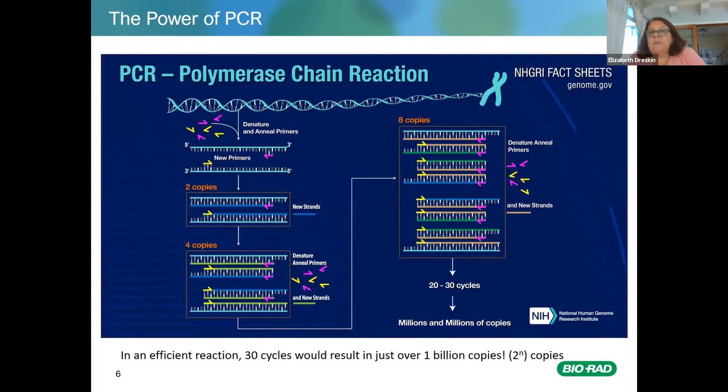Briefly want to mention the power of PCR. So with every cycle, the number of copies of your DNA is doubling. So after 30 cycles, you have over 1 billion copies. So that's a huge amount of template that you could do different things with. And we can talk about that in a minute.